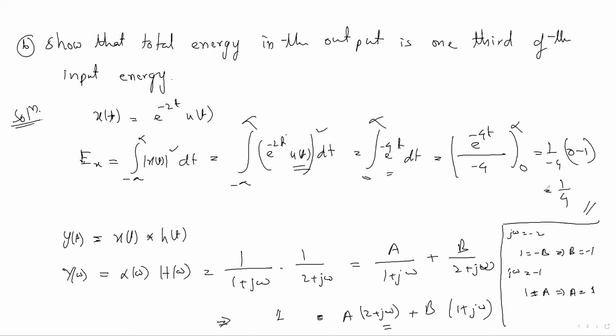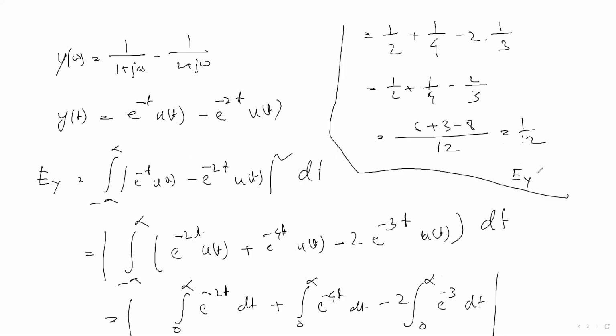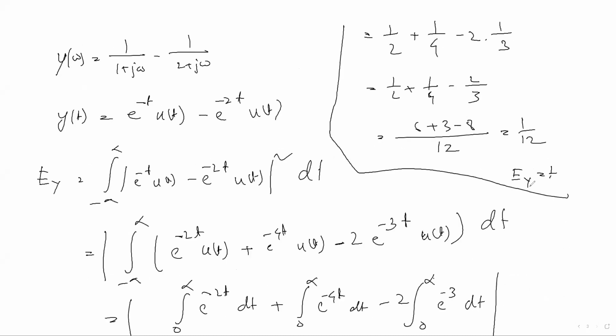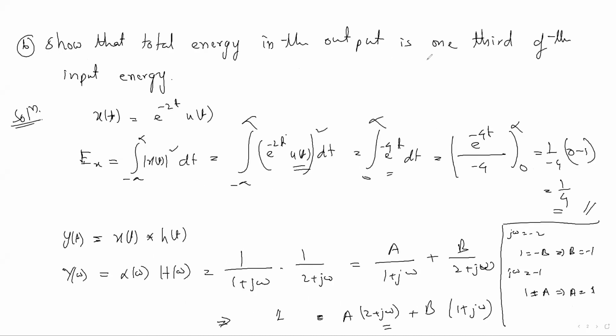And this is input energy is 1 by 4. So we can say output energy is 1 by 4 times of, let me see, volume. Input energy is 1 by 4. Okay, so we can say input energy is 1 by 4 times of output energy. Our question is so that the total energy in the output is 1/3 of input energy.